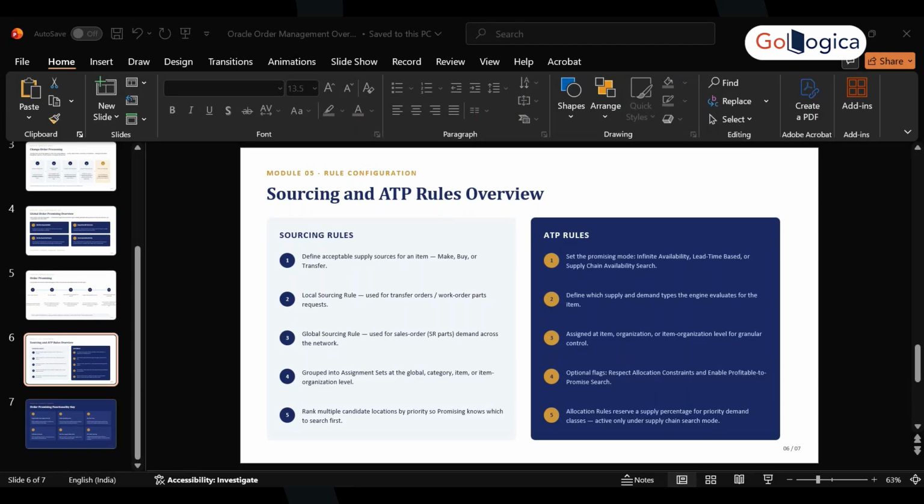And next one is our allocation rules. Their purpose is to reserve the inventory for specific demand classes. Oracle can allocate the inventory based on the customer type, the region, the sales channel, the product category, and the business priority. Allocation rules become active only when Oracle uses the supply chain availability search mode. And these rules ensure that the critical customers continue receiving the inventory during supply shortages.